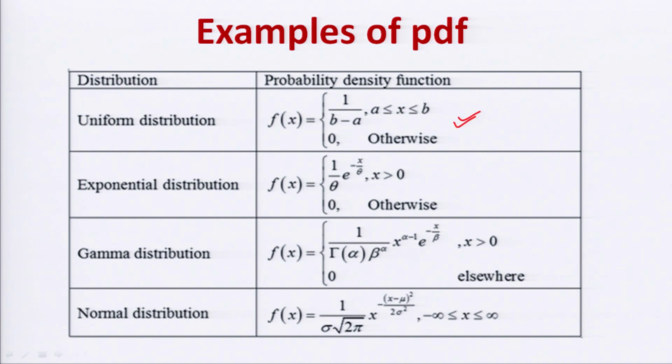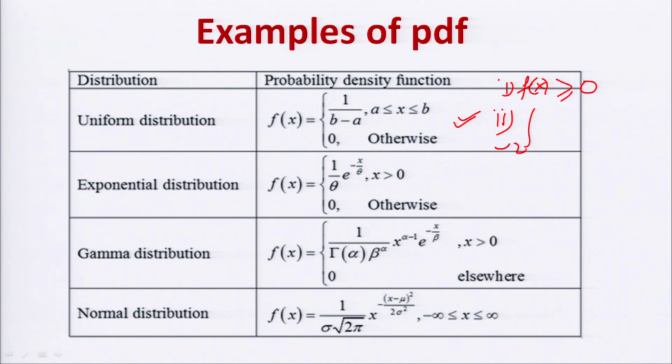Why? Because it is satisfying two conditions. Number one, f x is always greater than or equal to 0. As we say, for a continuous uniform distribution, f x is equal to 1 upon b minus a. Here b is greater than a. So, obviously for all values of b and a, if b is greater than a, this function must be greater than 0. The first condition holds. What is the second condition?